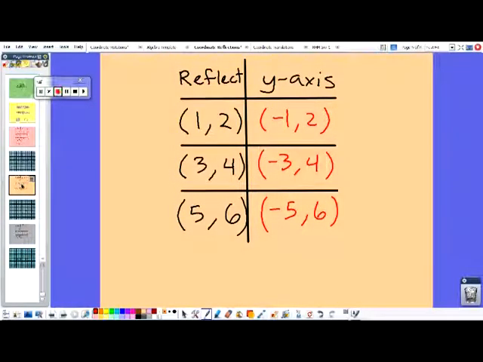If I reflect across the y-axis, if the coordinate point was x, y again, whatever x is, it changes its sign. So since x is 1, it becomes -1. X is 3, -3. So this would be a sign change. The y value stayed the same.